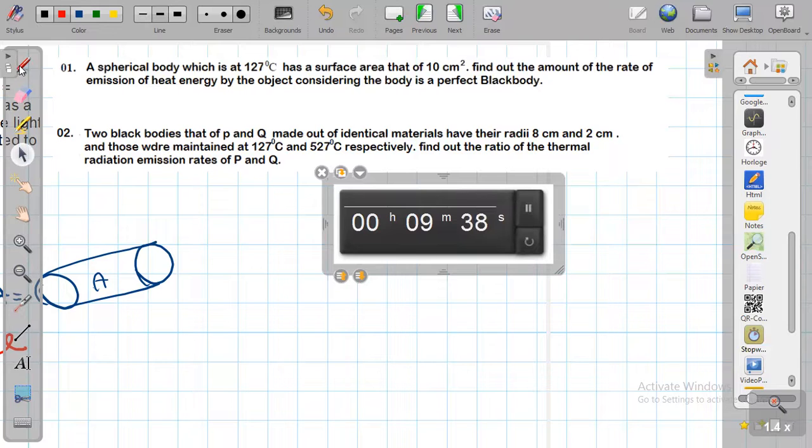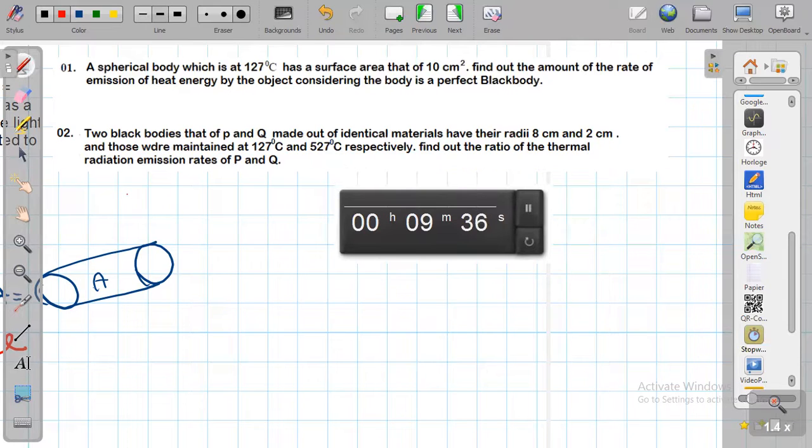The only equation you have to remember, if you are really new to this lesson, is E equals sigma A T to the power 4.